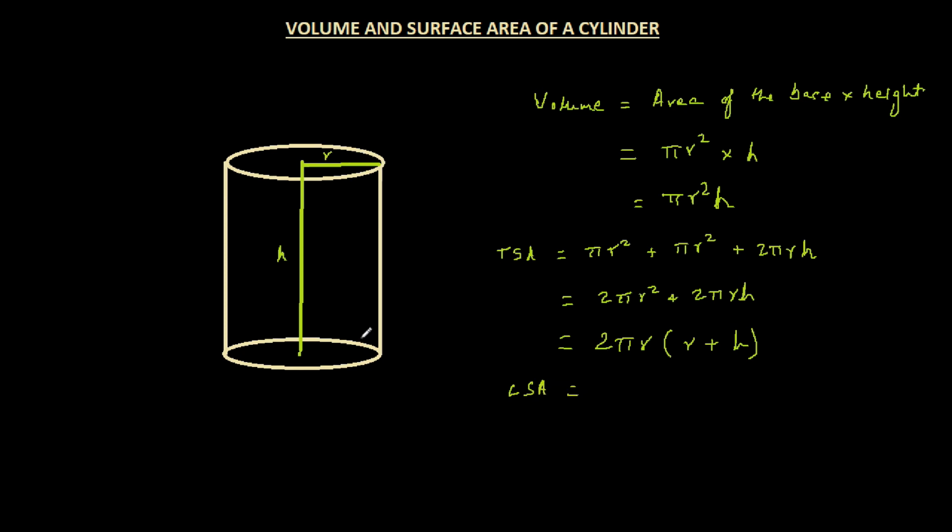So in the lateral surface area or the curved surface area, we don't consider the top and the bottom. So all we have to do is just remove the area of the top and the bottom. The top and the bottom area was 2 pi r square, and what we are left with is nothing but 2 pi r h. So that is the curved surface area of a cylinder.